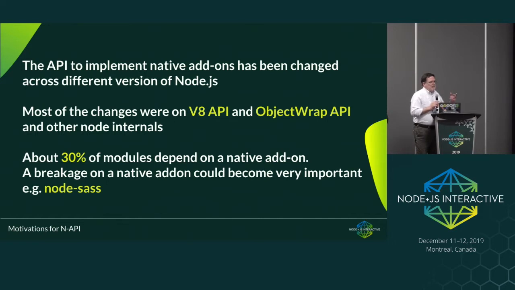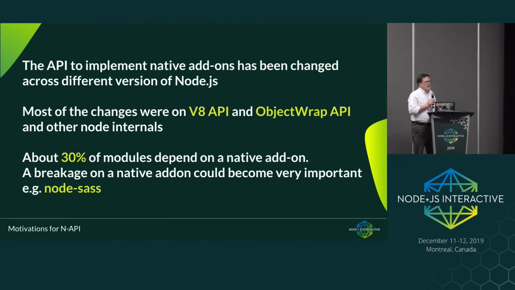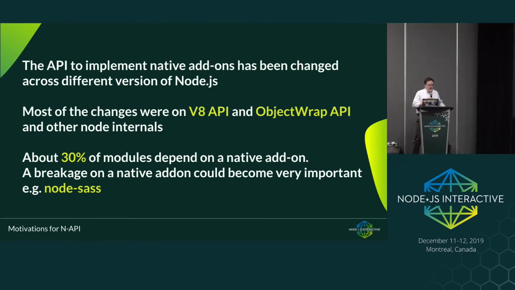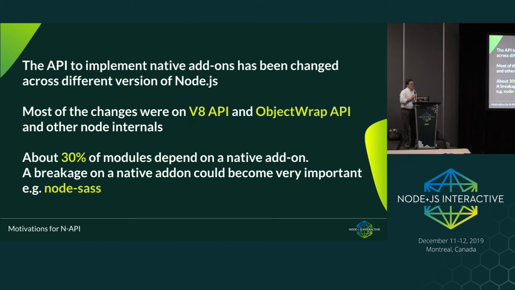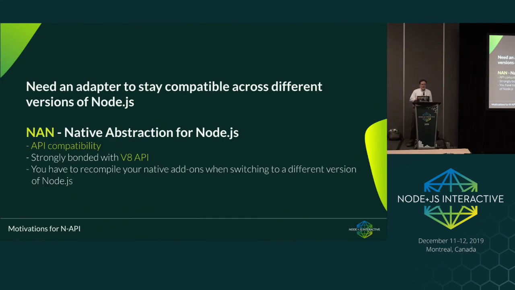One of the motivating factors for creating an API is that what we found is that 30% of the modules depend on a native add-on. So for example, node-sass, which is listed here, which is a native add-on, has 4 million downloads per week.